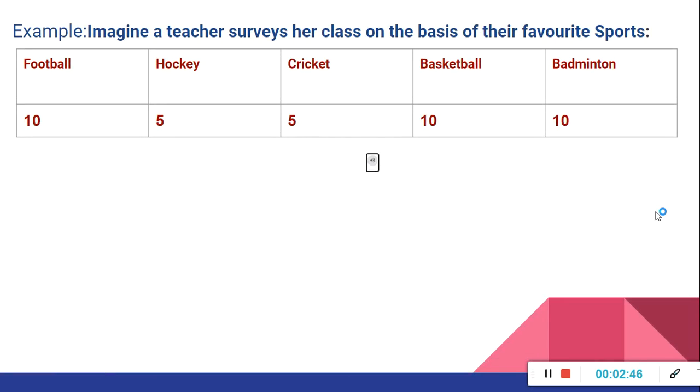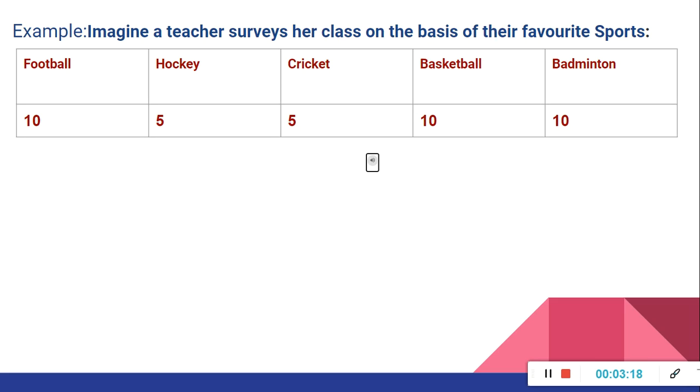Now let's see one example of pie chart. Okay. Imagine a teacher surveys her class on the basis of their favorite sports. And she got the data like this. Football liked by 10 students, hockey by 5, cricket by 5, basketball by 10, badminton by 10. The data above can be represented by a pie chart by using the circle graph formula, that is the pie chart formula given below. It makes the size of each portion easy to understand.